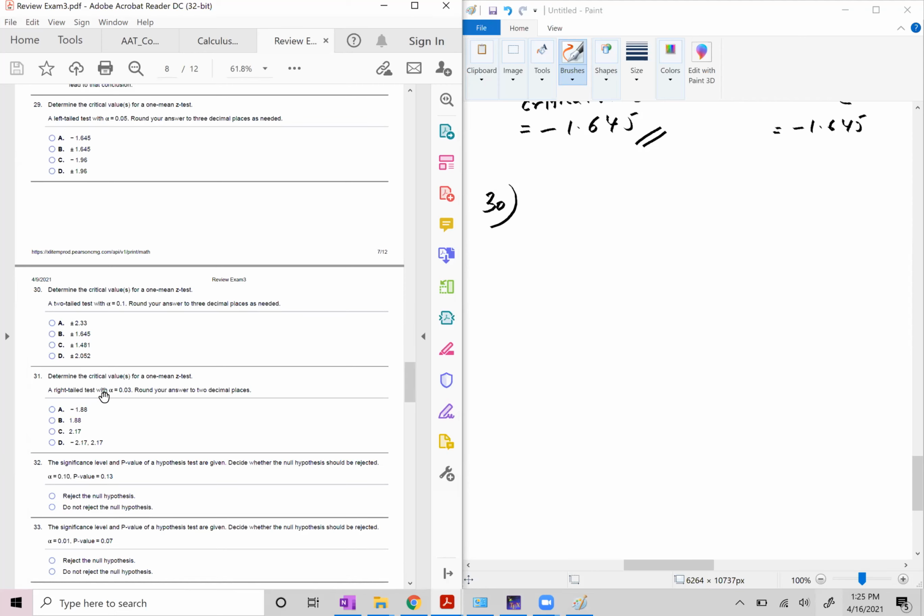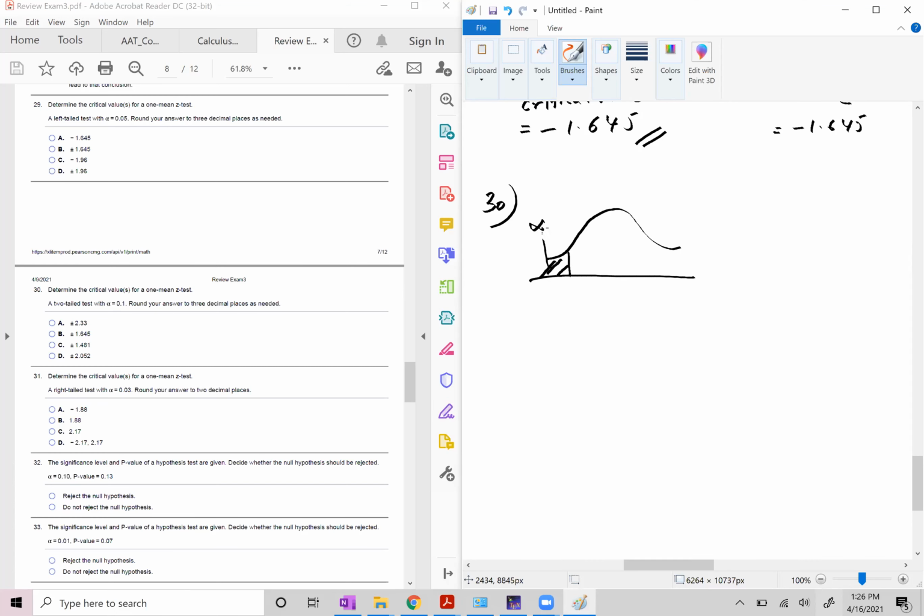Question number 30. Determine the critical values for a two-tail test. Now it's a two-tail test with alpha 0.1. In the left tail test, we gave the whole alpha to the left. If it is a right tail test, we give the whole alpha to the right. If it is a two-tail test, you have to split your alpha into two parts and give to both sides. And you will have two critical values for a two-tail test, this point and this point. So there are two values.